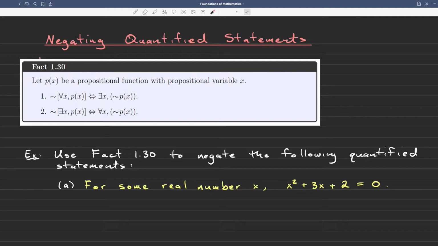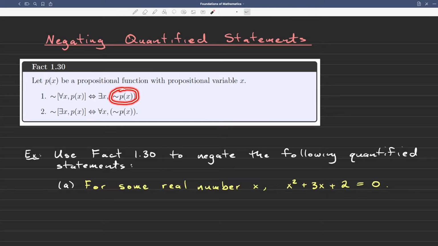So if you're negating a universally quantified statement, as in part 1, you flip the universal quantifier to an existential quantifier, and then you negate the p of x. And similarly, if you're negating the existential quantifier, as in part 2, you flip the existential quantifier to a universal quantifier and negate p of x. So that's all there is to it.